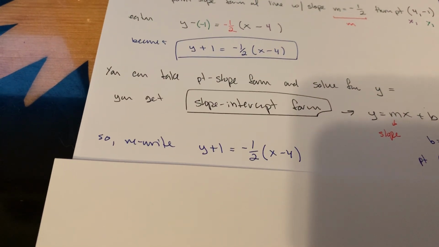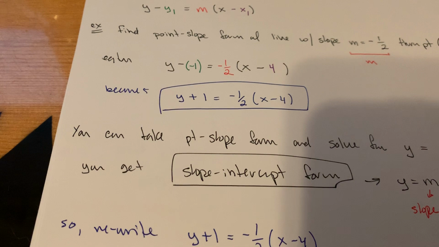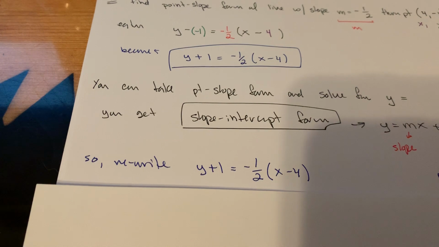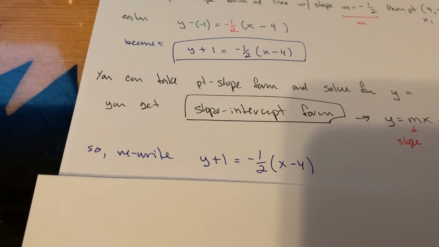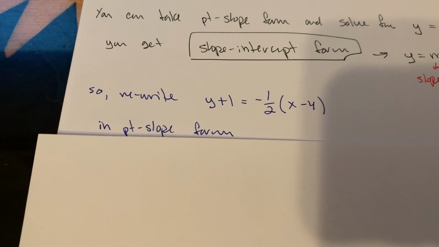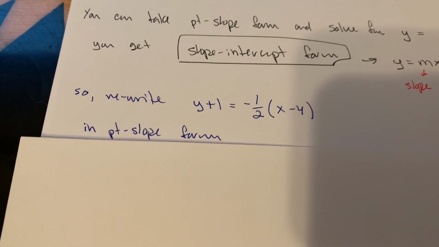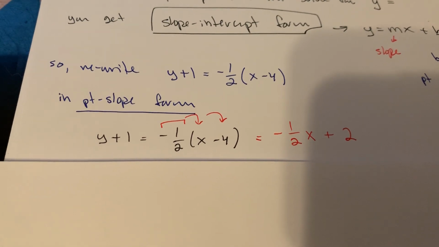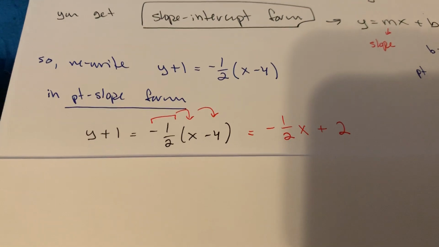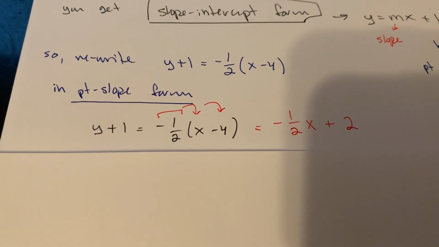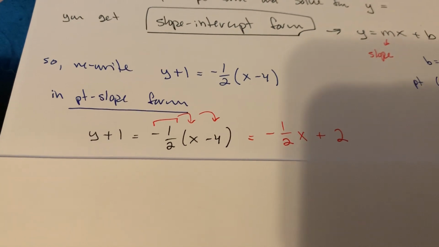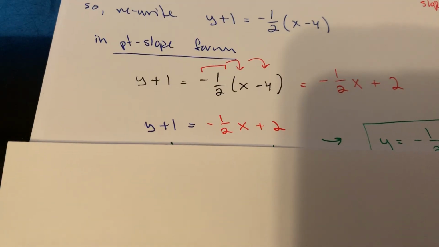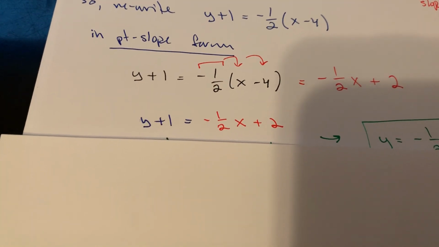So in this case, let's use the one that we had here: y plus 1 is negative 1/2 times the quantity x minus 4. If I try to rewrite this in slope-intercept form, all I'm doing is distributing on the right, negative 1/2 times both of those values. Negative 1/2 times x is negative 1/2 x. Negative 1/2 times a negative 4: 1/2 times 4 is 2, and a negative times a negative is a positive. So the right-hand side becomes negative 1/2 x plus 2. So I would say y plus 1 is equal to negative 1/2 x plus 2.